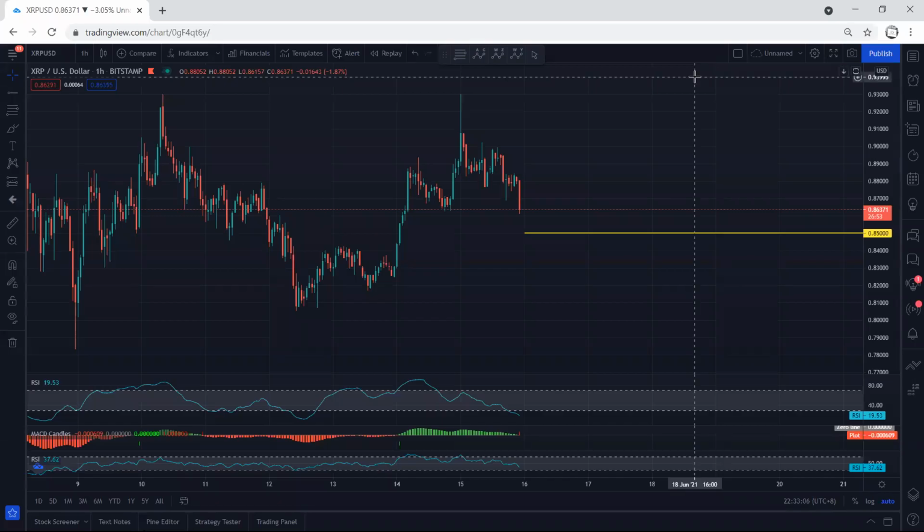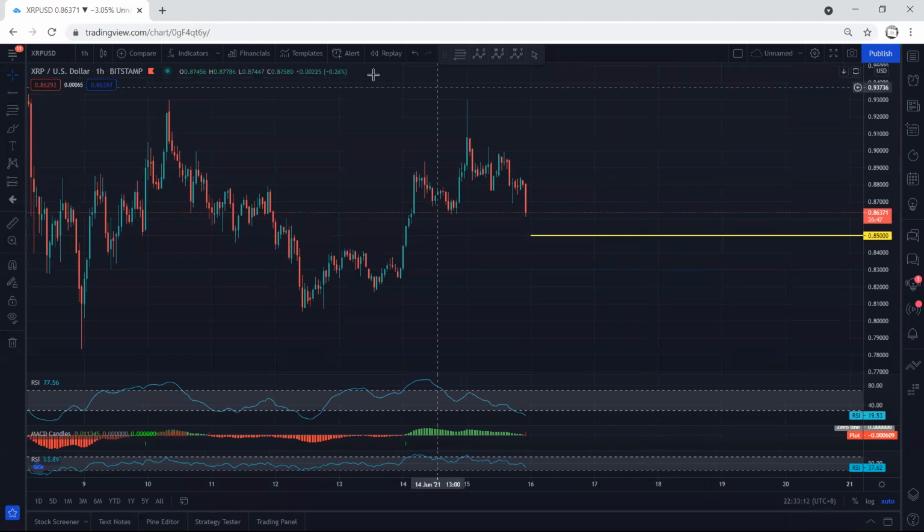XRP, we start with the 1 hour chart. We want to see how we can look for a trade. If we refer to my last analysis, we mentioned we can expect the price to drop, and this is what we get. We even mentioned we can expect the price to drop to 0.8585 cent. Almost there, somewhere around 86.